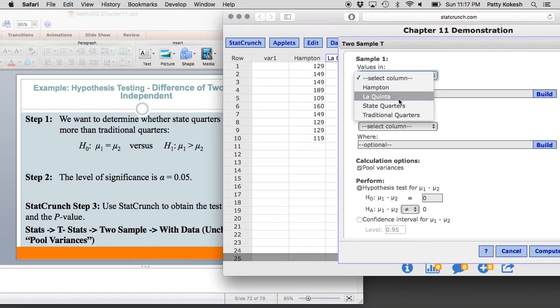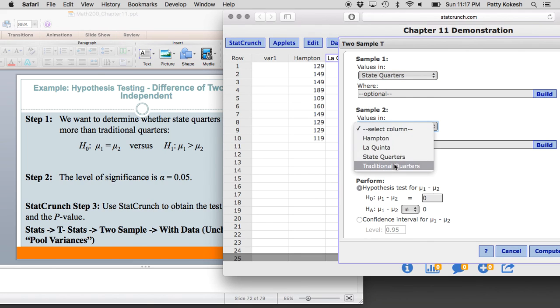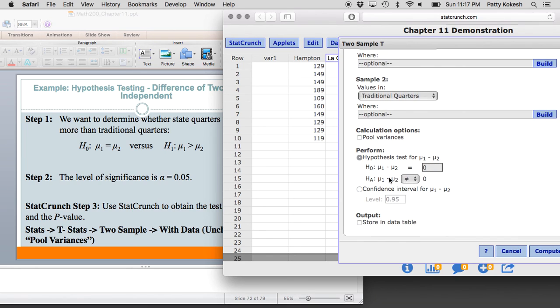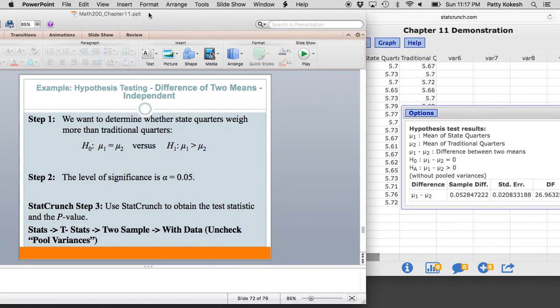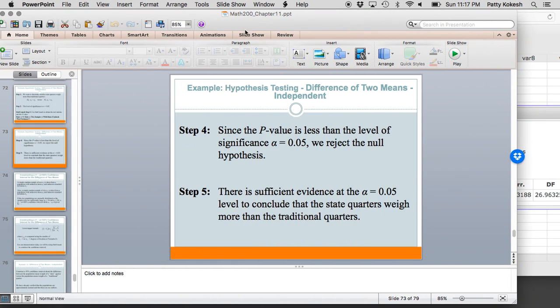Now my first values are the state quarters, and my second values are the traditional quarters. And again, I want to uncheck pool variances. Okay, so go ahead and uncheck that. And in this case, I want a hypothesis test. I want a right-tailed test, so I want greater than. And then I go ahead and do compute. And let me go ahead and go to the next slide here.